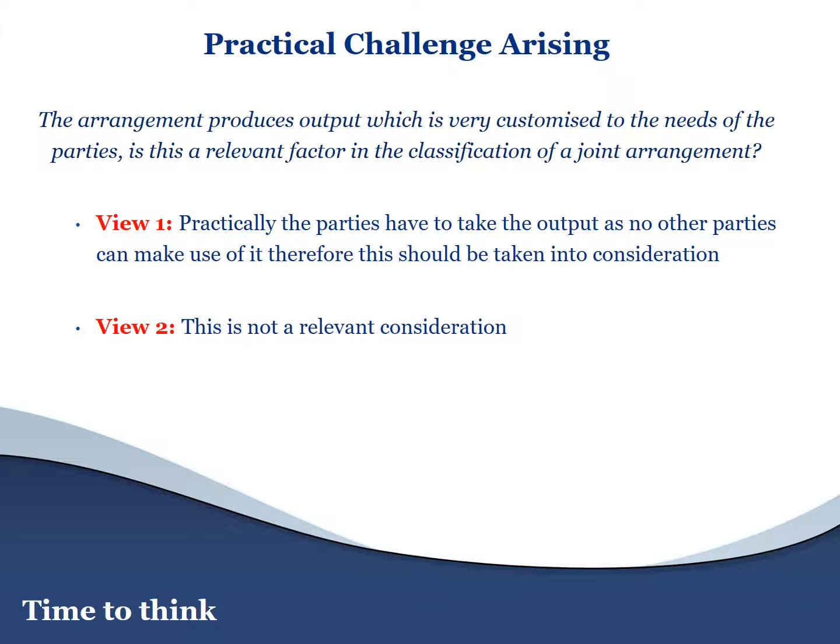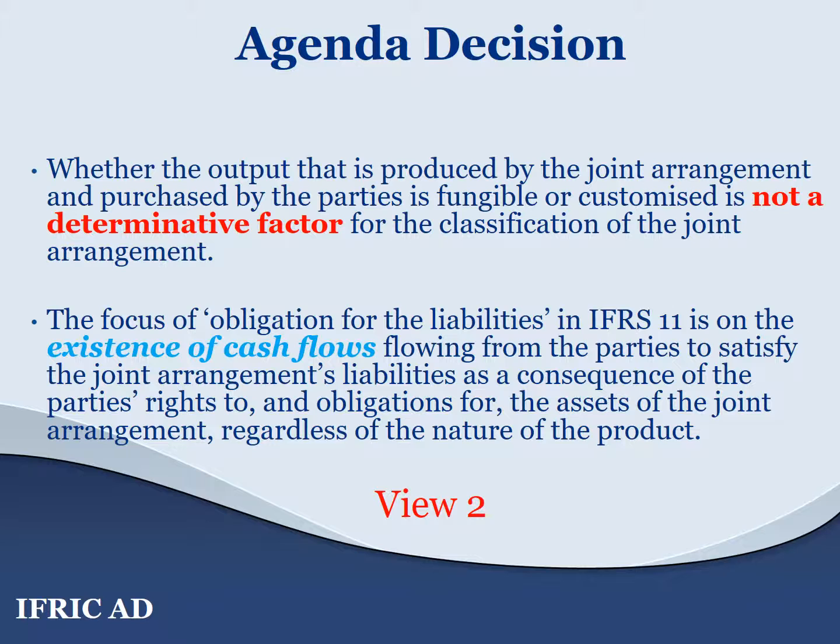The IFRIC Agenda decision was as follows. Whether the output that is produced by a joint arrangement and purchased by the parties is fungible or customized is not a determinative factor. So in other words, if you simply looked at that as a factor, it would neither be indicative of a joint venture nor a joint operation. What is again of importance is whether or not the cash flows that arise from the purchase of that output are sufficient to satisfy the joint arrangement's liabilities as they become due.